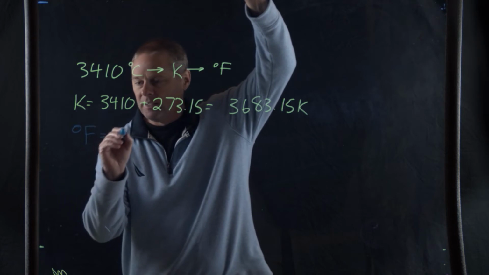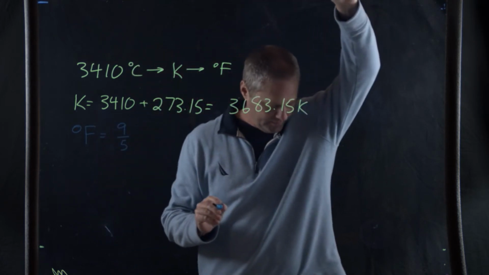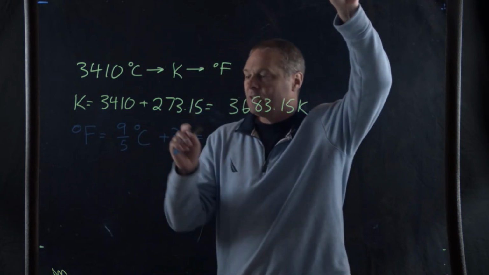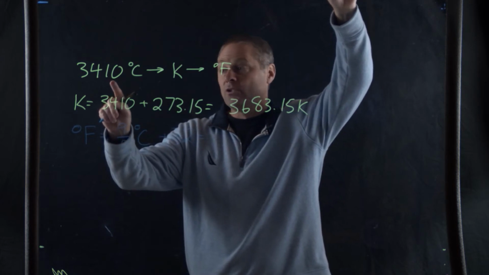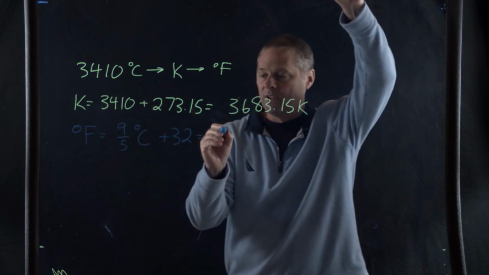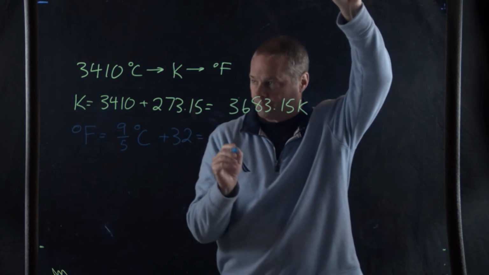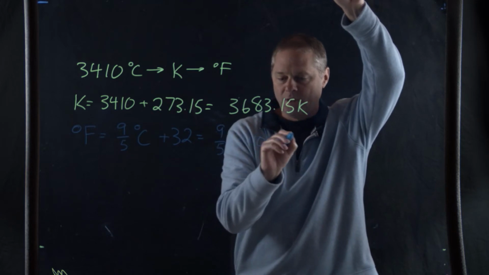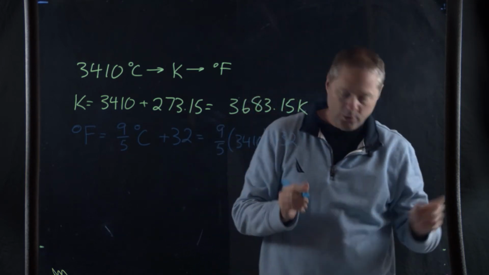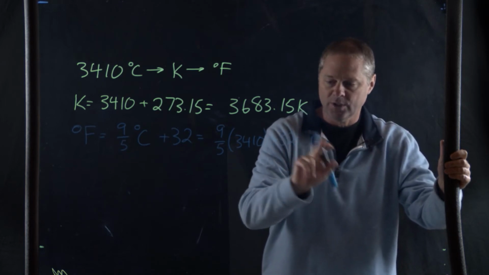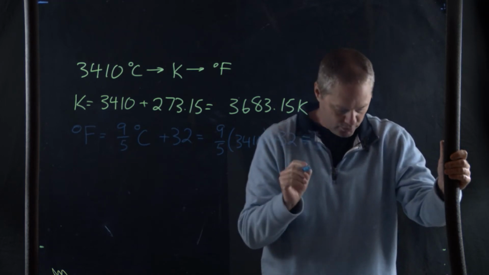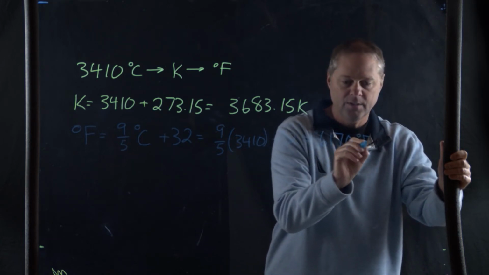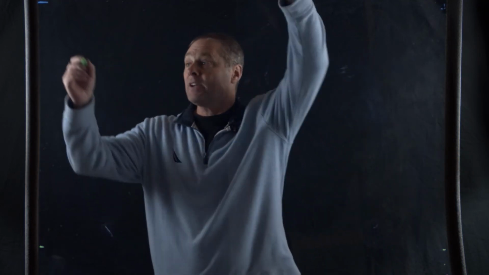Now if we want to convert this to the Fahrenheit scale, the Fahrenheit scale is equal to 9/5 the degrees Celsius plus 32. And so now what we'll do is we'll simply substitute into this equation the degrees Celsius. So this becomes 9/5 times 3,410 plus 32. We do this arithmetic, we get, forgot my equal sign, equals 6,170 degrees Fahrenheit.